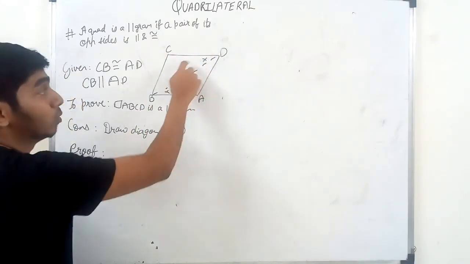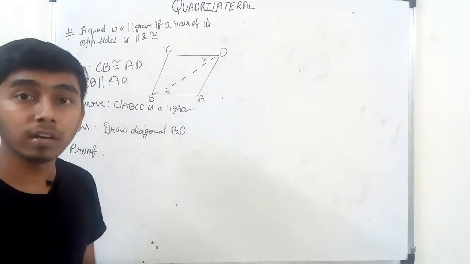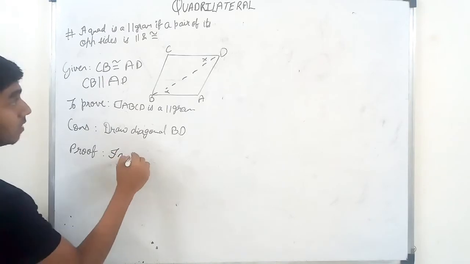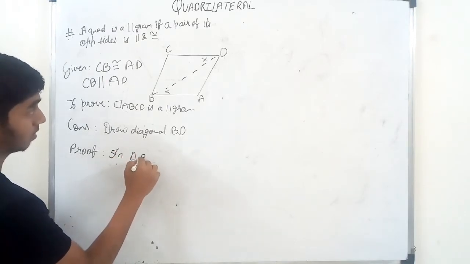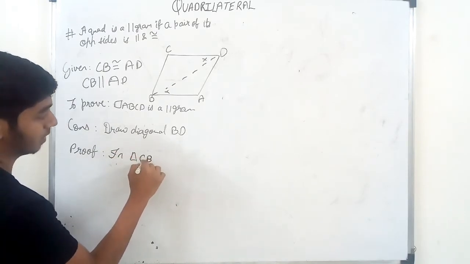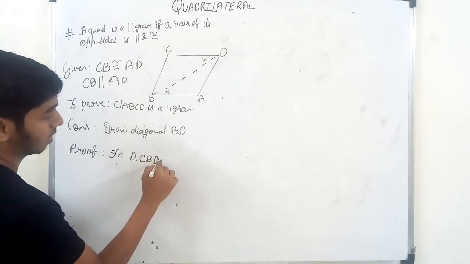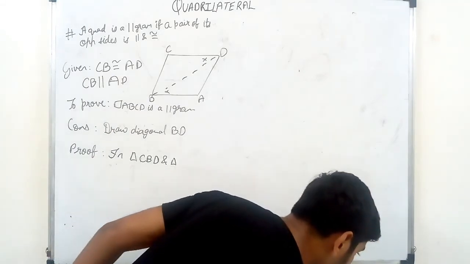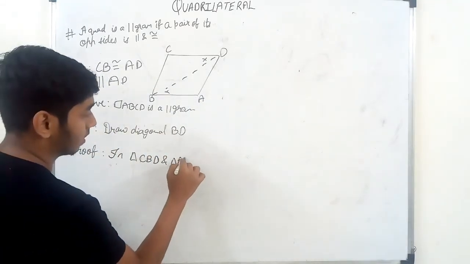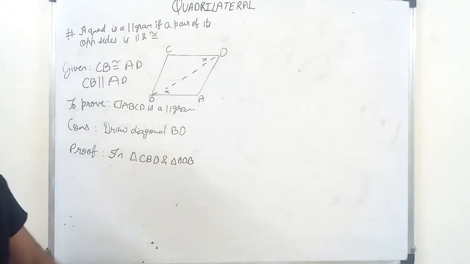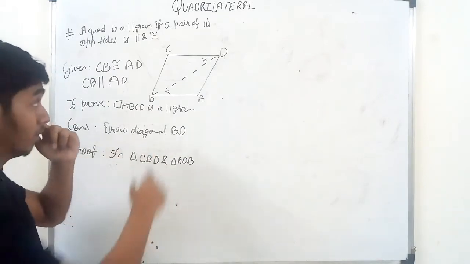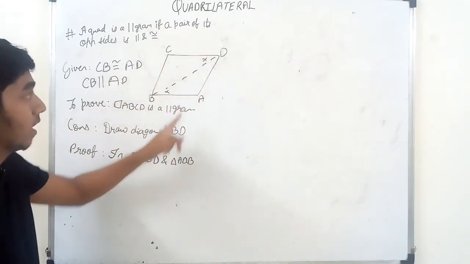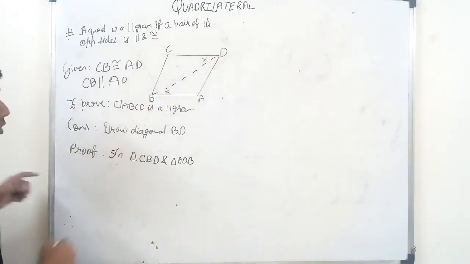How do we prove that these two angles are congruent? By considering these two triangles. So we'll consider two triangles: triangle CBD and triangle ADB. Then we can prove that these two triangles, CBD and ADB, are congruent. So let's try to prove them.